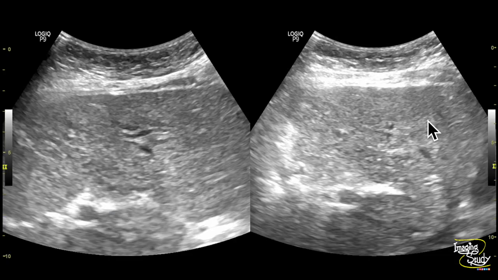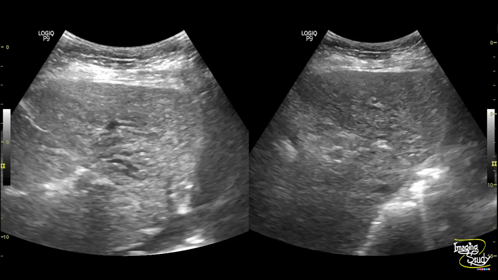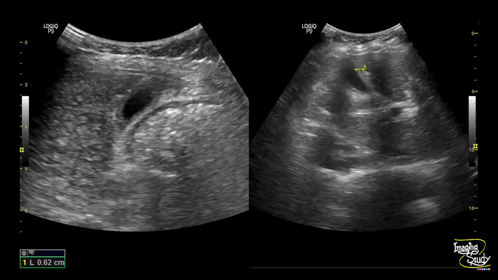Here's the picture showing the coarse hepatic parenchyma. Again the coarse hepatic parenchyma. These are the dilated intrahepatic biliary tree which may also be present. Here you can see the coarse hepatic parenchyma as well as the thickened gallbladder wall.